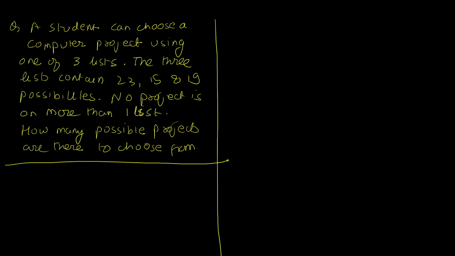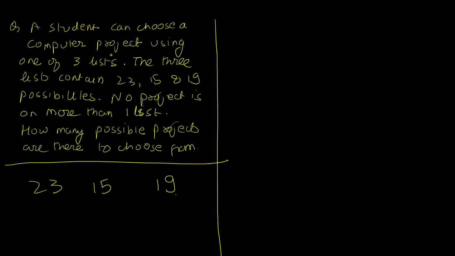Okay, so very basic question. So there are 3 total lists. In the first list, there are 23 projects. In the second, there are 15. And in the third one, there are 19. And since no project is on more than one list, this means that these numbers do not have any intersections. And now, in order to find the total number of ways, this student could choose one of these projects. And again, the big question, do we multiply or do we add?